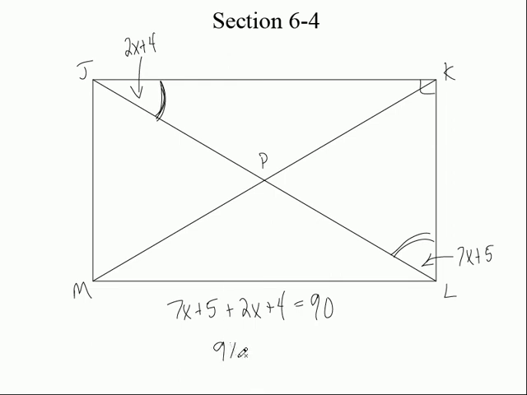What do you get? 9x plus 9. So if I subtract 9, that's what? 81. Divide by 9, and x is 9. There you go. If I wanted to, I could find out what both of these angles are, couldn't I? Let's just do that for fun. Do you mind? So let's do that.